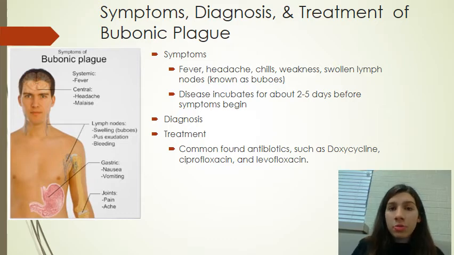To diagnose bubonic plague, most of the time what they have to do is take fluids from the buboes for laboratory testing. So you have to identify the signs and the symptoms, and from there it has to be tested to make sure that it actually is bubonic plague.